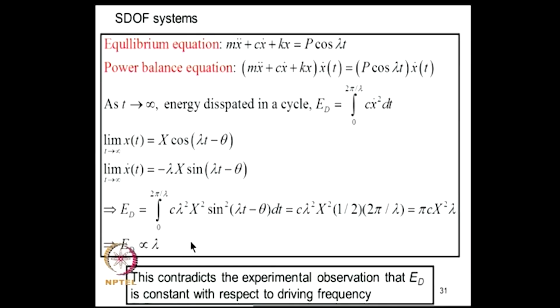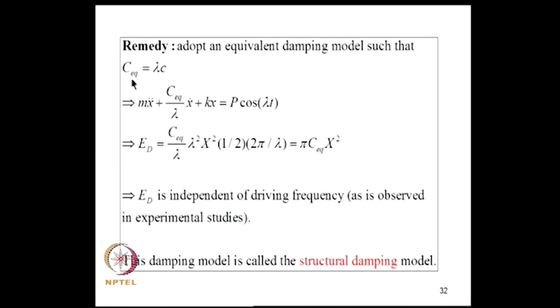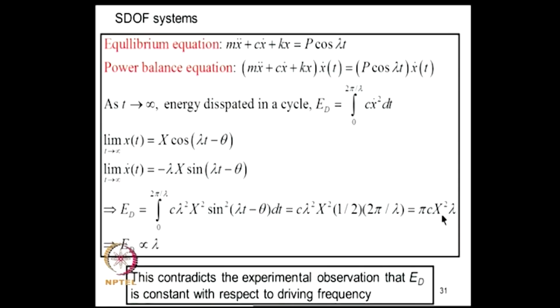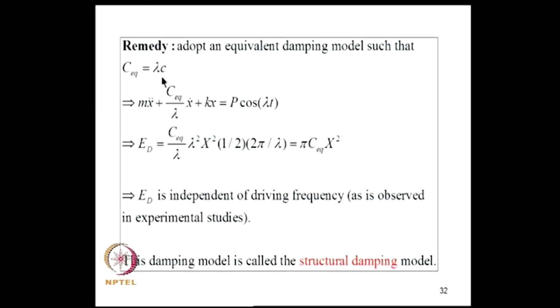The remedy would be to introduce an equivalent damping c equivalent, that is this c into this lambda, I call it c equivalent, and I write the equation of motion with c equivalent by lambda. For c I am writing c equivalent by lambda, x dot plus k x equal to p cos lambda t. Now, the energy dissipated per cycle, if I substitute into the original equation with this damping model, I get pi c eq x squared. This is fine, this is independent of frequency. Now, this damping model is known as the structural damping model.